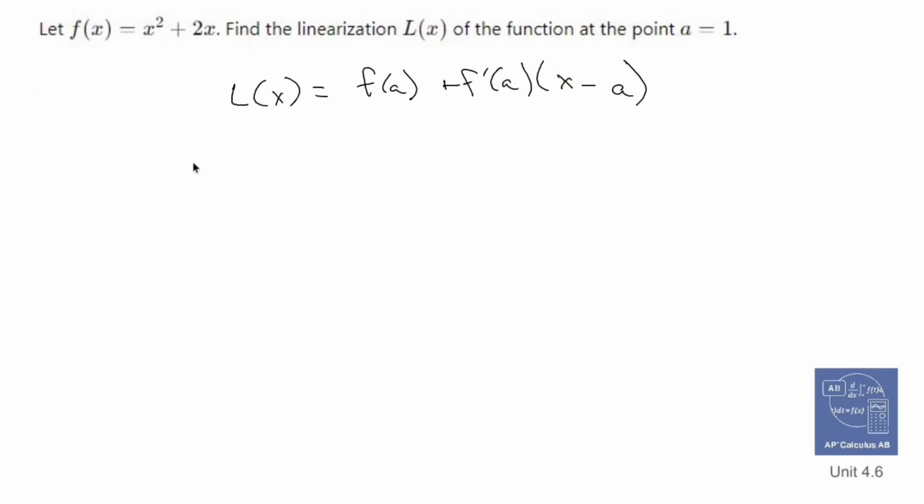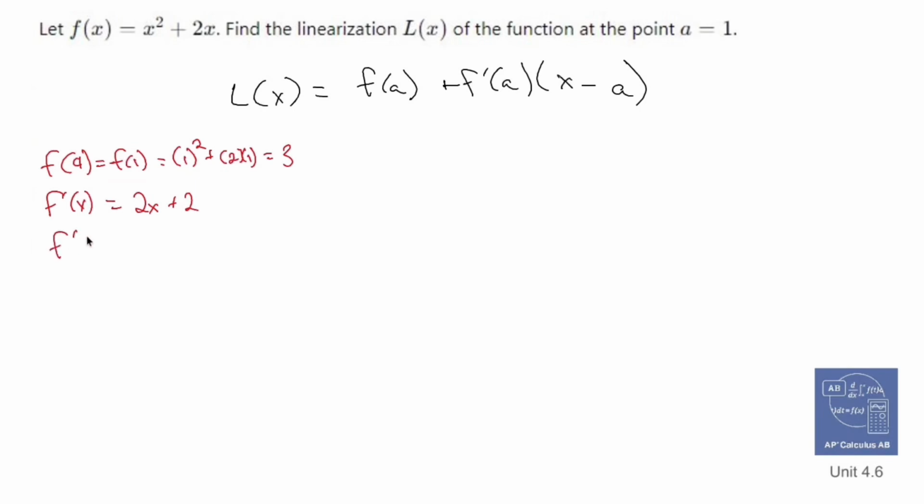We know that f of a is going to be f of 1. So we'll say this, f of a equals f of 1. F of 1 is going to be 1 squared plus 2 times 1, which is going to be 3. All right, in order to find f prime of a, or f prime of 1, I have to find f prime of x, which is 2x plus 2 using power rule.